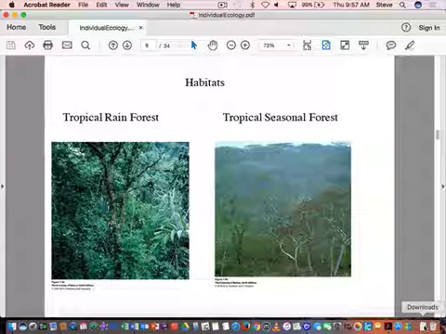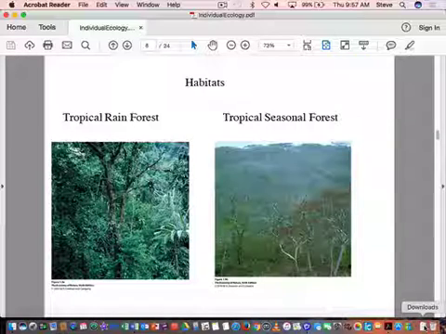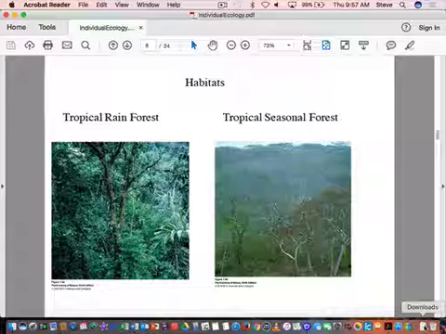Where do you think the tropical forest is? Yeah, it turns out it's actually on the Caribbean side, okay? The tropical seasonal forests are on the western side, on the Pacific side of Costa Rica. And I'm not going to go into all the reasons why that is, but these forests are very different from one another. This is a tropical forest, right?